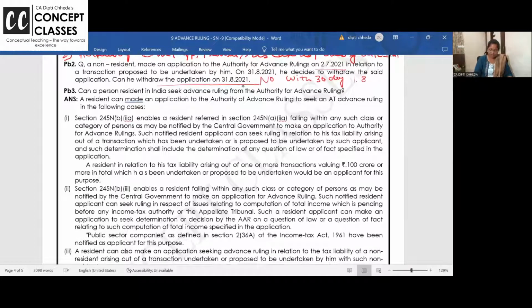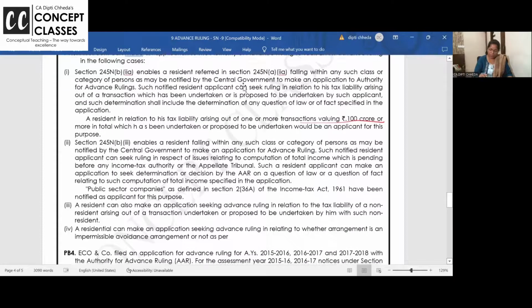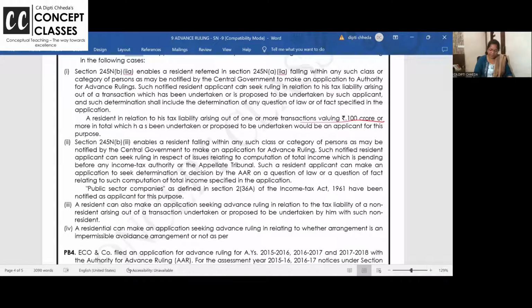So 245N(b)(2)(a) enables a resident falling within a class of persons to make an application to the authority. Such a notified applicant can seek ruling in relation to tax liability out of transactions and all, if the transaction value is 100 crore or more. Second, 245N(b)(3) enables a resident falling within such class as may be notified. A notified resident can seek ruling in respect of issues relating to computation which is pending with the ITAT. Such a resident can make an application, and in this, permitted right now are PSUs. It is a little long to write, you can brief it.